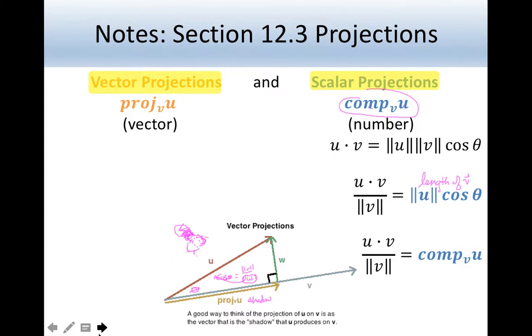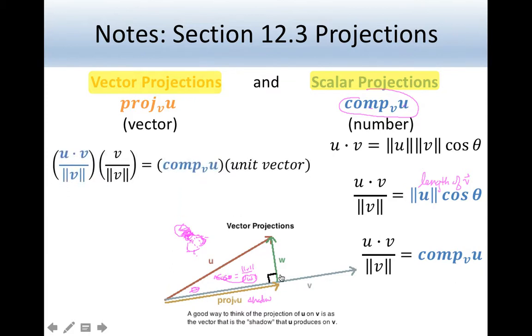So if I've got the length of the shadow, how do I actually get the shadow? Right? I want the vector. How do I do that? So notice what I've done here. I've taken a length, a number. This is a number, right? This is a value, a length. And I'm multiplying it times the unit vector of vector v, of the shadow.